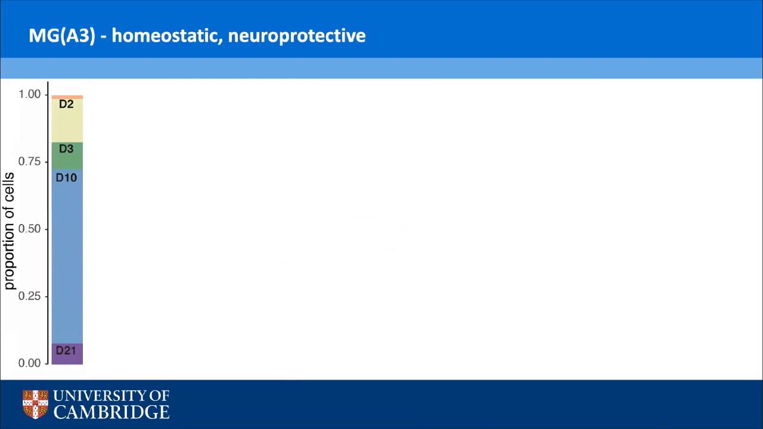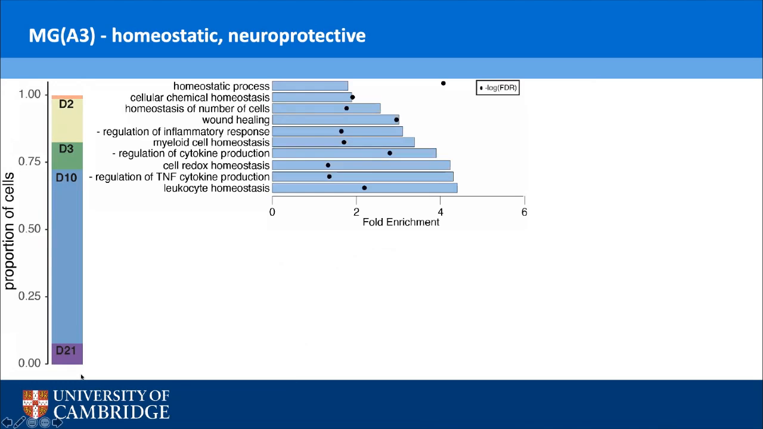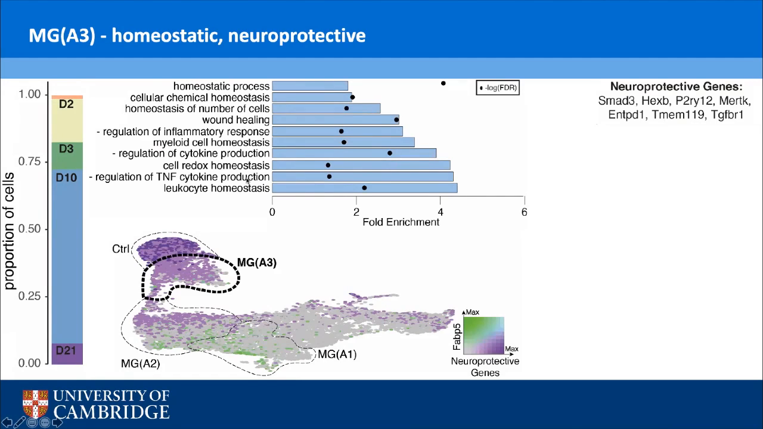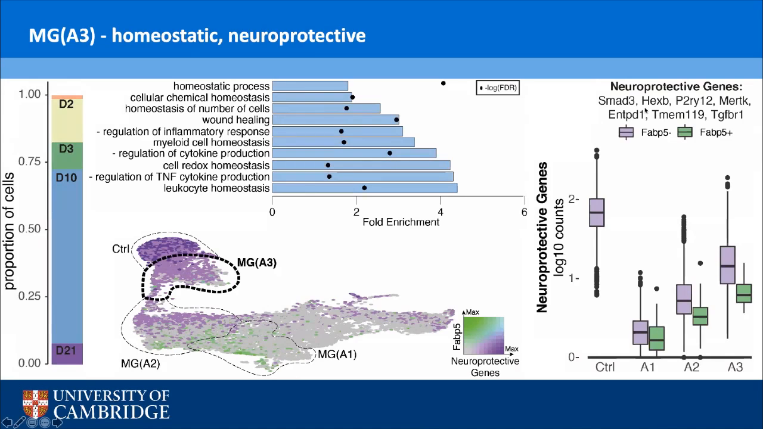And now finally, we have cluster A3. This cluster is dominated by cells from day 10 onwards. It's characterized by a shift towards homeostasis and anti-inflammatory responses. Interestingly, this cluster upregulates many of the neuroprotective microglia genes that were recently described in mouse models of Alzheimer's disease and ALS. And the cells that express Fabp5, regardless of their cluster, express lower levels of these neuroprotective genes. So if Fabp5 really does prevent cluster A2 from transitioning to A3, then as we hypothesized, Fabp5 positive A2 cells could disrupt the progression of normal wound healing and could be targeted to resolve the chronic wound state.